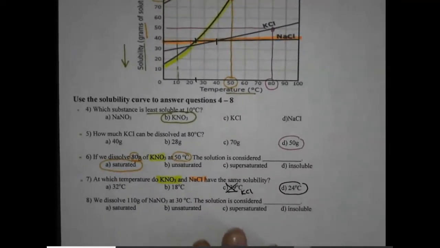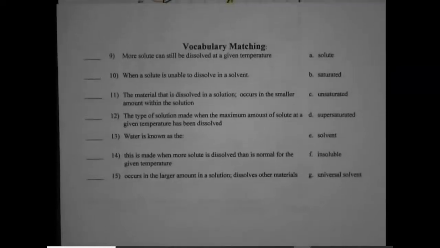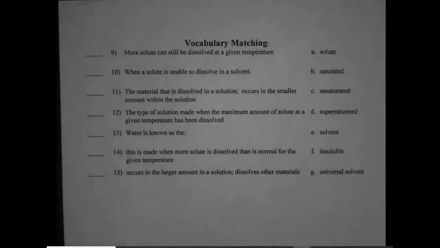I'm going to let you do number 8. It's very similar to number 6. Do that one on your own. And then let's go over here and take a look at our vocabulary. I'm going to get this out from behind it.